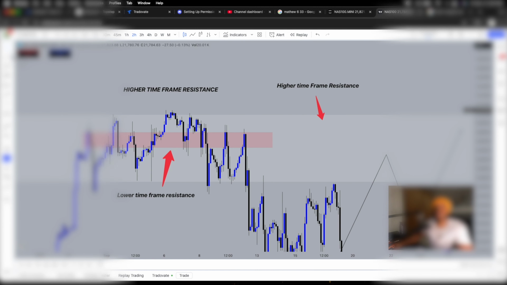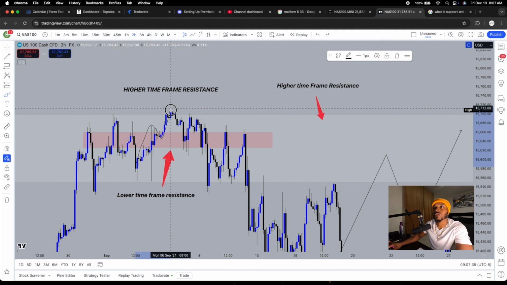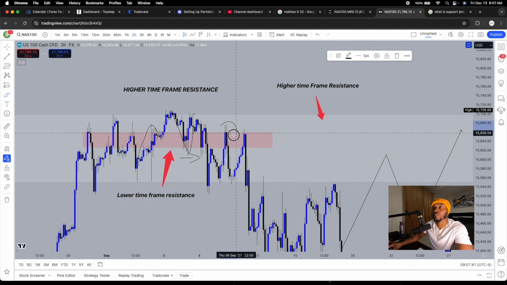So right here, you can see that this was support. It was being supported by price. Price broke our level of resistance, turned into support. But once we break back down right here, and then we come back up and respect this level, it is now a level of resistance.